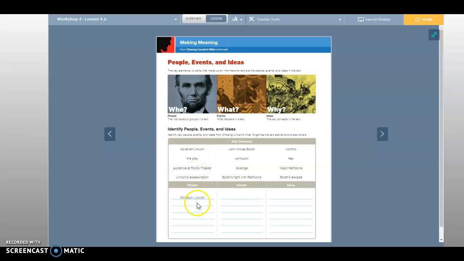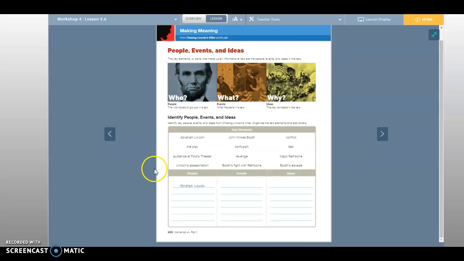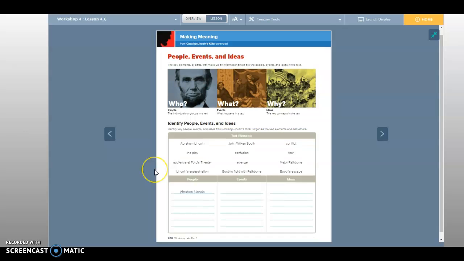I know Abraham Lincoln as a person, right? I know being at the play is an event, right? Over here we have John Wilkes Booth. Lincoln's assassination was an event, and maybe there was some fear. That would be like what they felt, right? All right, I want you guys to go ahead and finish this up on your own.